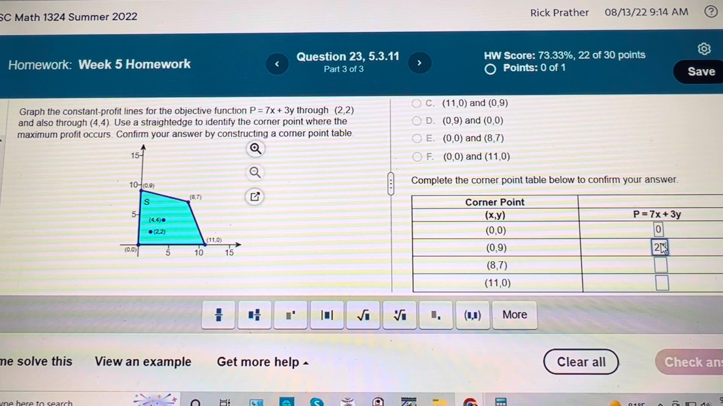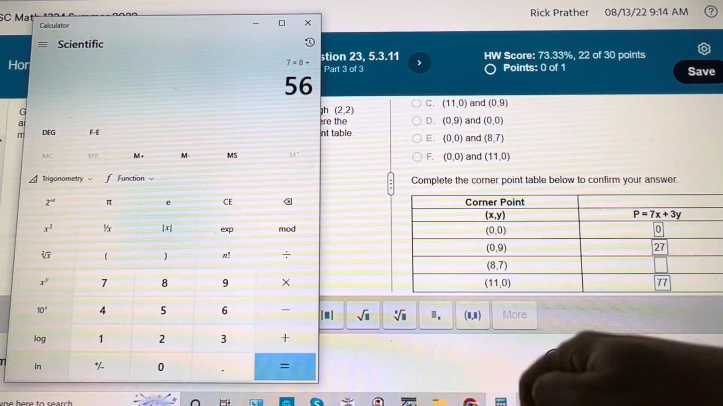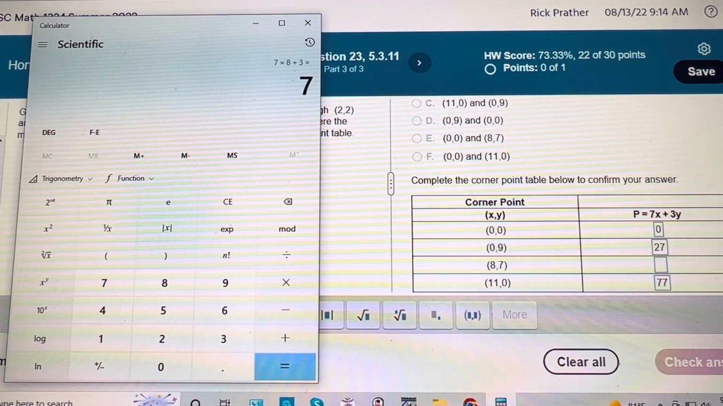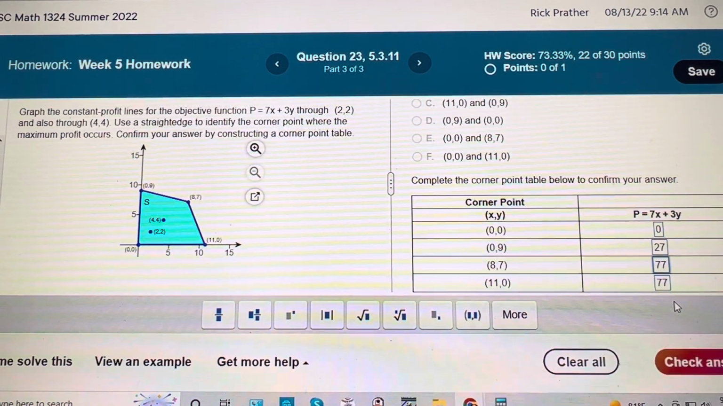The ones with 0 in them are nice. Like 11, 0, then you only have to plug in for X. X is 11. 7 times 11 is 77. And then for the 8, 7, you have to do 7 times 8 plus 3 times 7, and apparently this is going to equal 77 because the graph said that there's a tie here. See, 77. So we have a tie for the maximum. Both 8, 7 and 11, 0 would give me a maximum profit or whatever. This is just a generic problem, but it actually does say maximum profit.